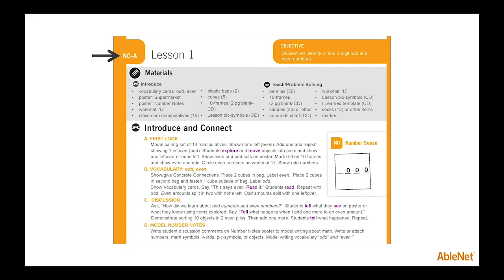Starting with the first part of the lesson, Introduce and Connect, the 4 activities included in this part of the lesson are First Look, Vocabulary. In this lesson, the vocabulary words are odd and even, although it is important to note that not all lessons have multiple vocabulary words. After vocabulary is discussion, followed by number notes.